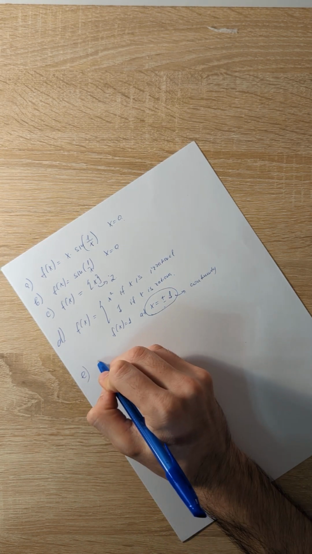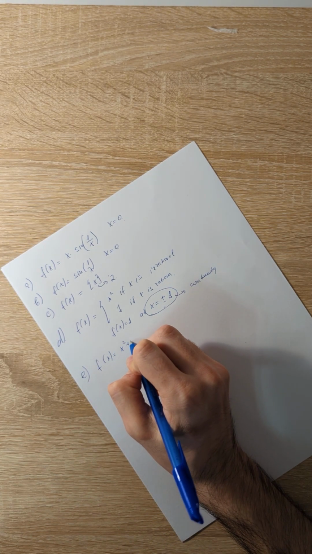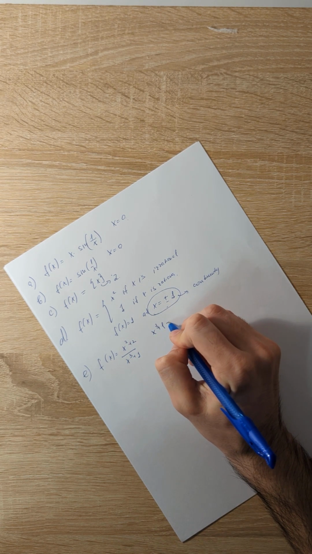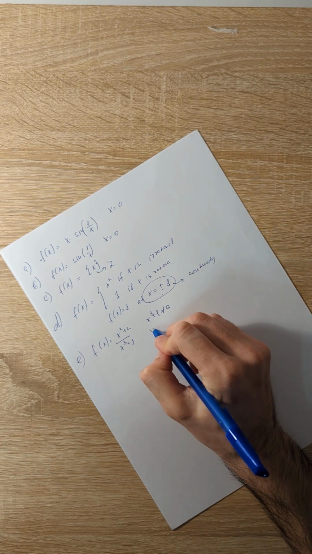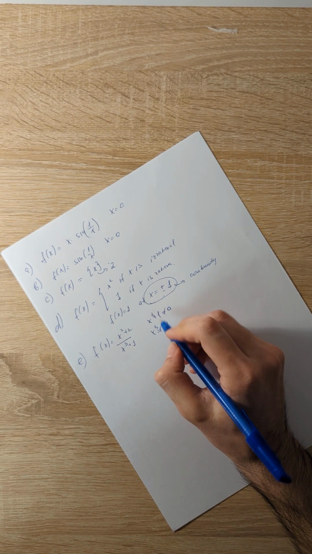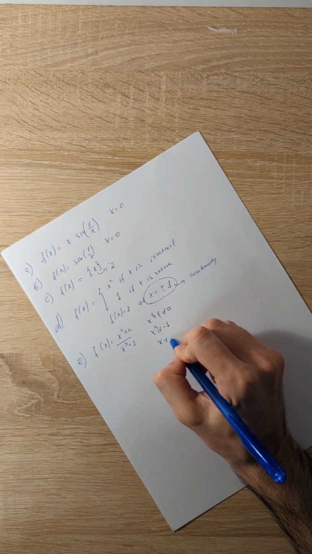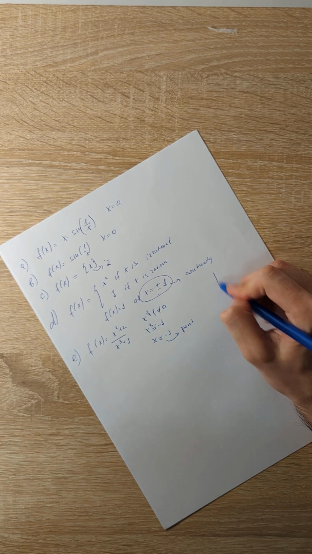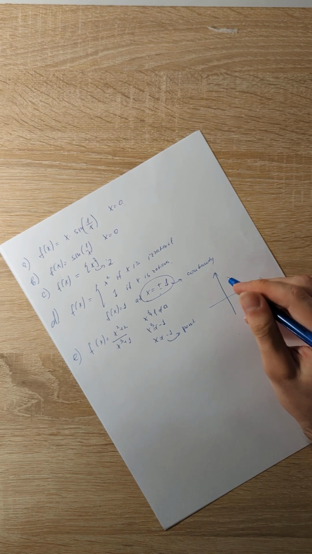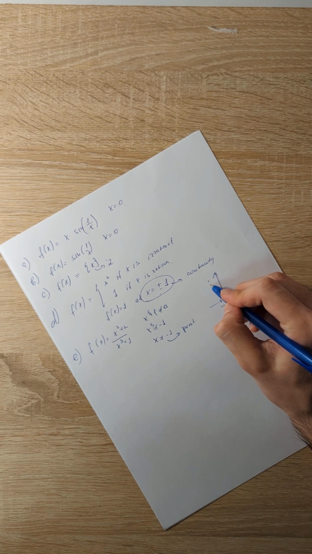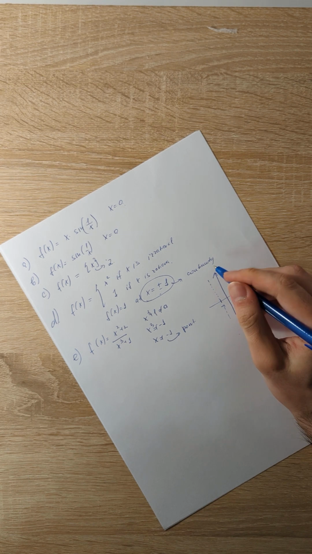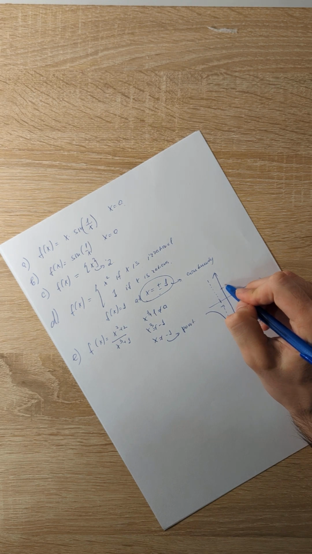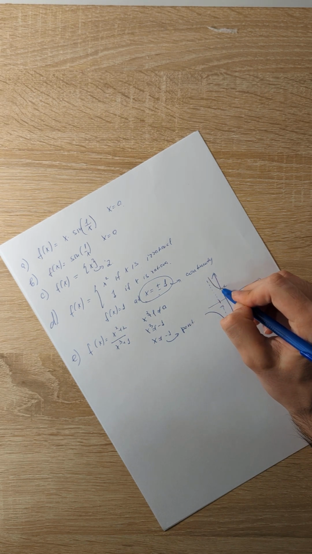The e example is f(x) equals (x squared plus 2) over (x cubed plus 1). Again, x cubed plus 1 cannot be equal to 0. x cubed cannot be equal to minus 1, and x cannot be minus 1. And this is our point of discontinuity. There will be a graph. So there at minus 1 is our vertical asymptote. The graph goes like this, and it's like a parabola, it goes like this.